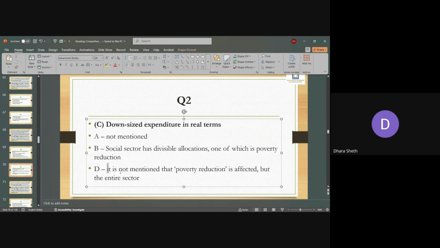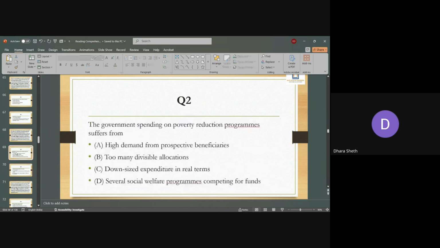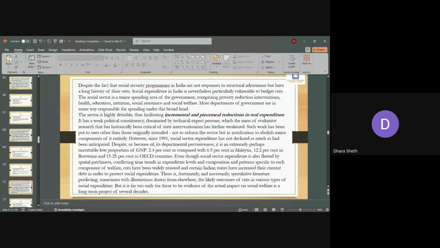For D, it is not mentioned that poverty reduction is affected, but the entire sector is actually affected. Okay. So what is the problem with poverty reduction? Downsized expenditure in real terms. That is directly mentioned here. What's the actual problem? Incremental and piecemeal reductions in real expenditure.